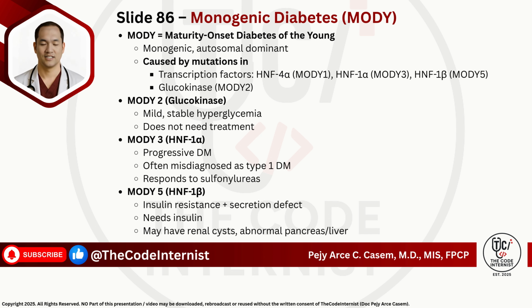Not all diabetes is type 1 or type 2. Some are caused by single gene mutations, called monogenic diabetes or MODY. These often run in families and may look like type 1, but don't always need insulin. For example, MODY3 responds well to sulfonylureas. MODY2 doesn't even need treatment. But MODY5 is more severe and may involve other organs like the kidneys or liver.